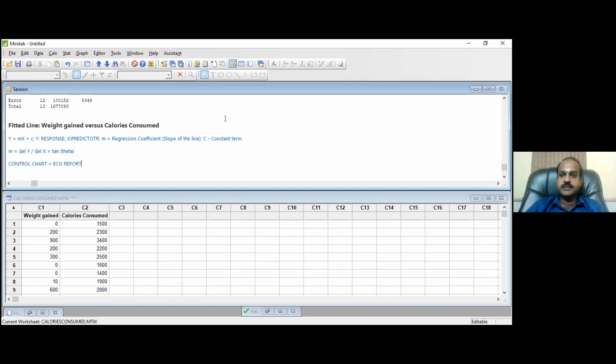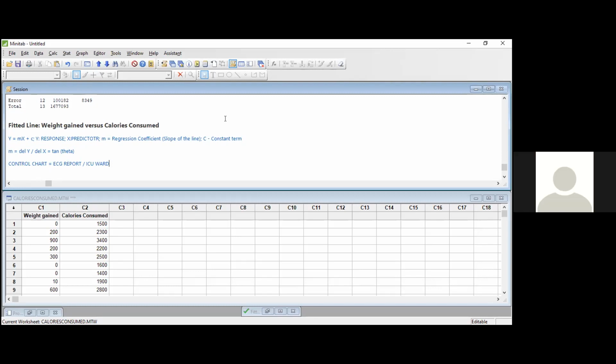Have you seen an ECG report? You have seen an ECG report, right? In hospitals, when you go to the ICU ward, every patient will have some graph next to him. Am I right? This graph keeps going up and down. What does it mean? Heartbeats. There is a rhythm of heartbeat that normally follows a normal pattern. Go up, come down, go up, come down.